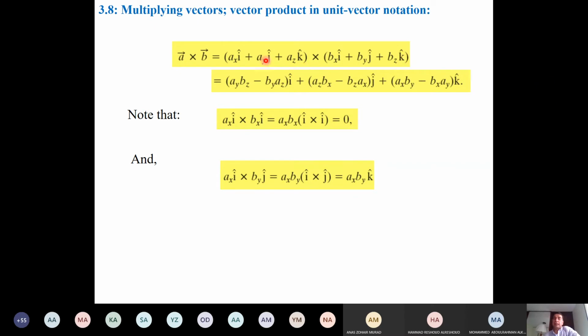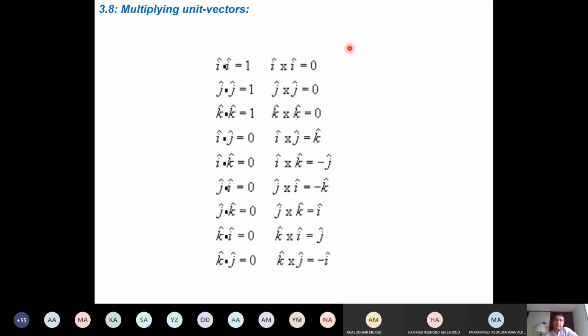So I think you got this idea that if you have J cross I, then you might think it is going to give you K, but it is not K. It is going to give you minus K, J cross I. So I'm going to sum this up in the next slide. What does it mean here?